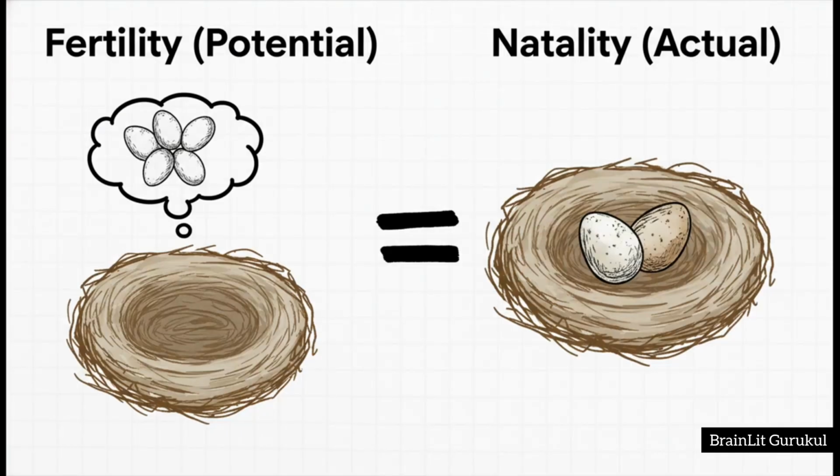First trap: natality is not the same as fertility. Think of it like this. Fertility is the physiological potential to have offspring. Natality is the actual number of offspring that are produced. An animal can be perfectly fertile, but if it can't find a mate or there are no resources, its natality might be 0. It's potential versus reality, a really key difference.